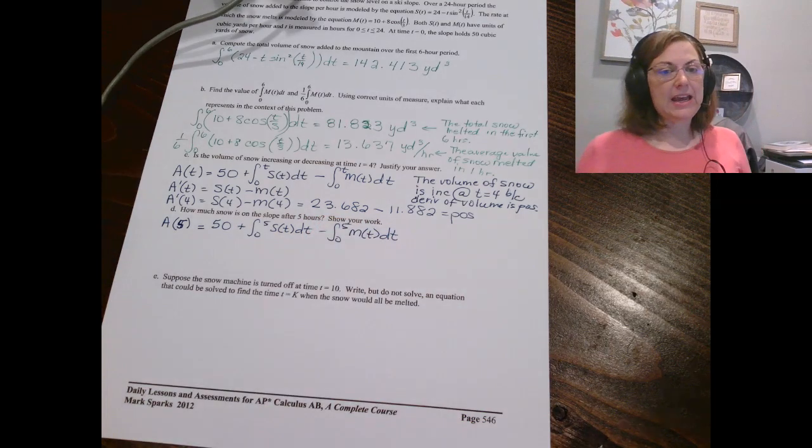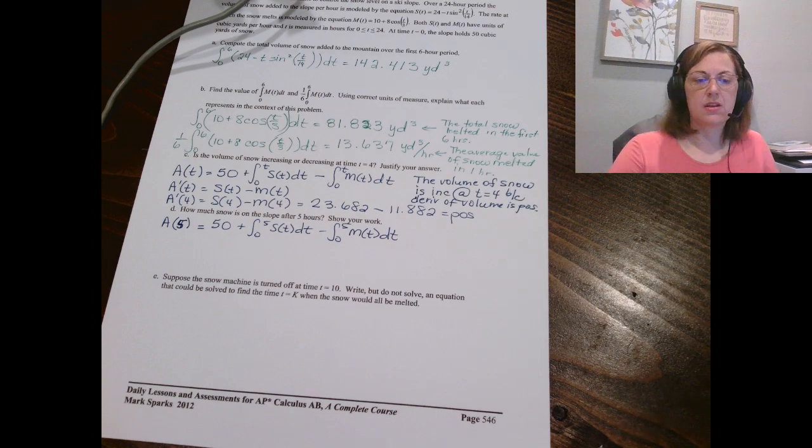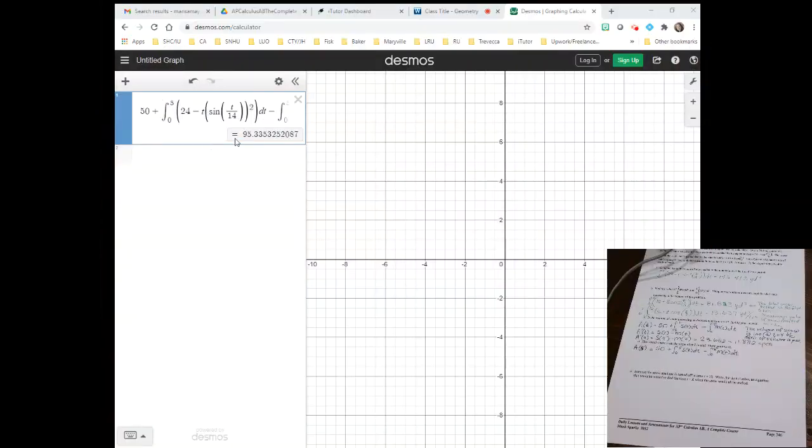Okay, again, going to our calculator. I've already typed ours in, but I want you to see it's a lot of parentheses. And to get that value of 95.335, and that's in cubic yards. Now, don't be worried when the instructions say to show your work. They're really wanting to see this equation instead of just a number as the answer.